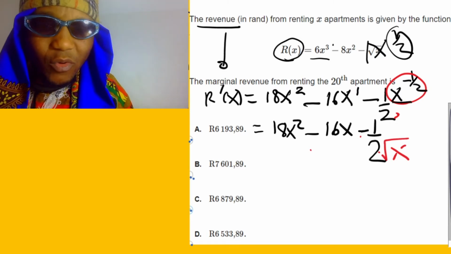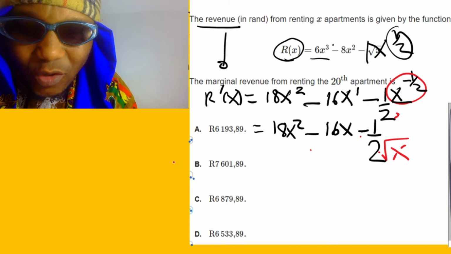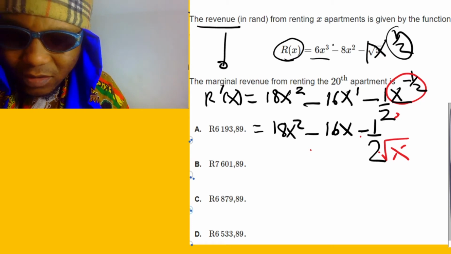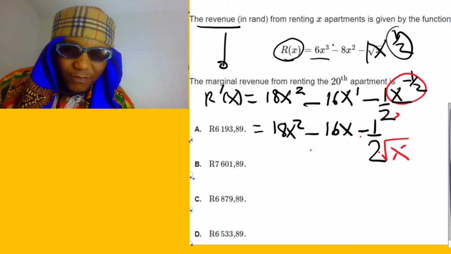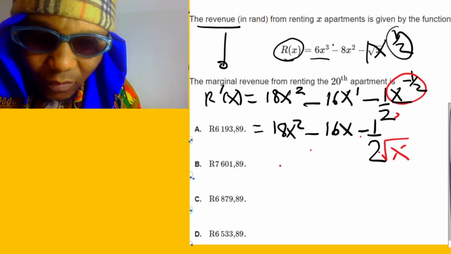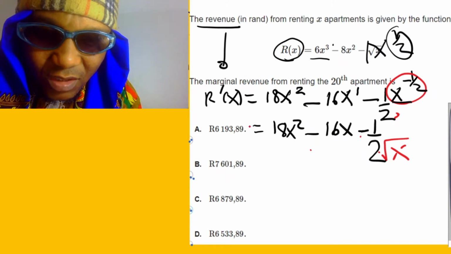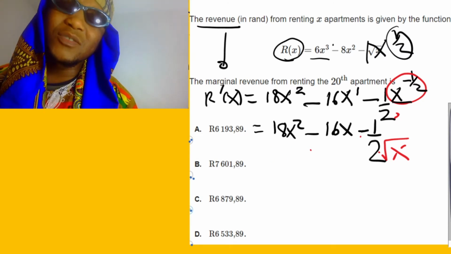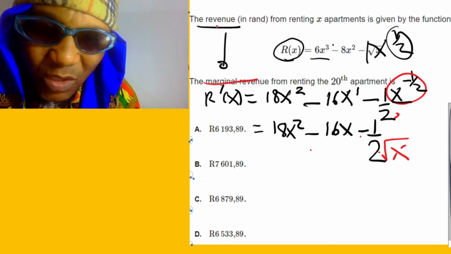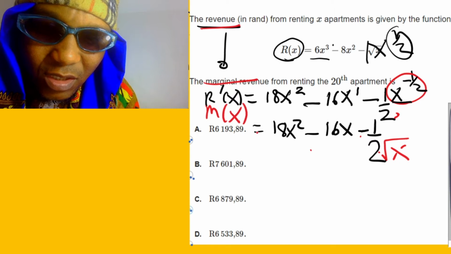Okay, so what we're going to do now, this is going to be the revenue function. So I'm going to say my revenue function differentiated means the marginal revenue function. Because when you differentiate revenue, you get marginal. So the marginal function is equal to this.